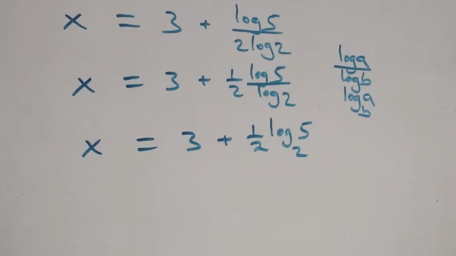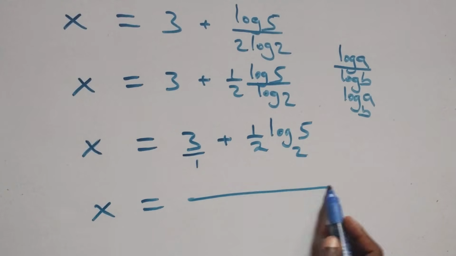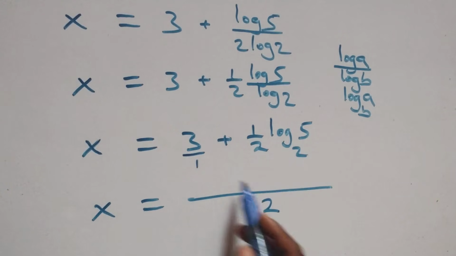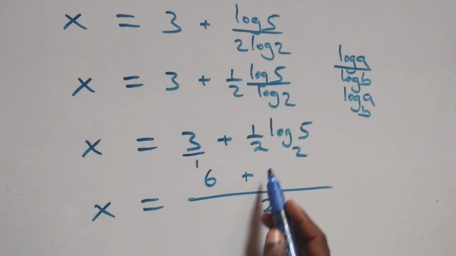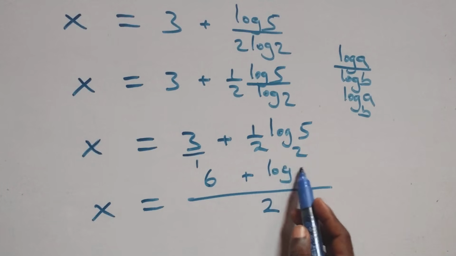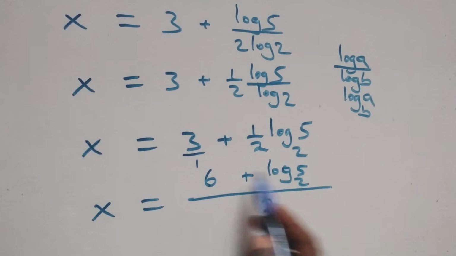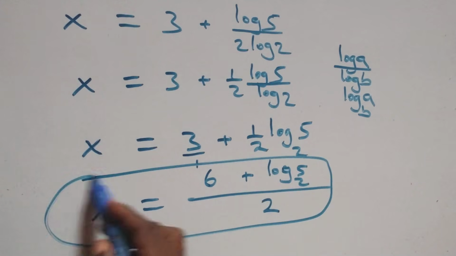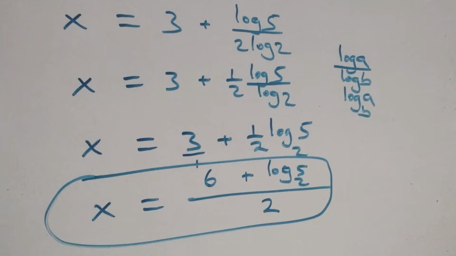Then we bring this together as one fraction. This 3 over 1 here. As if we have x equals the LCM here, that's 2. And here this becomes 6 plus log 5 base 2. That is, we have the value of x here as 6 plus log 5 base 2 all over 2.